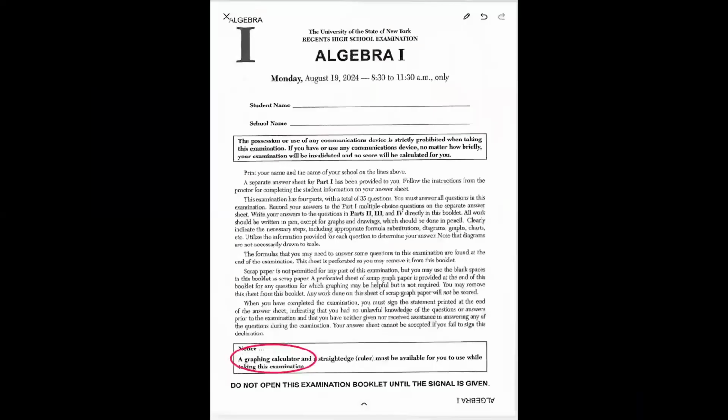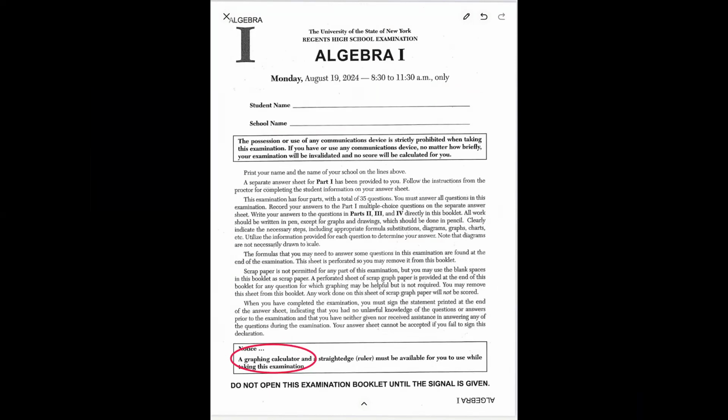I wanted to go over the August 2024 Regents exam. I have looked at it and wanted to give you my breakdown on some of the questions and some of the things you should be doing. But I wanted to start with this.